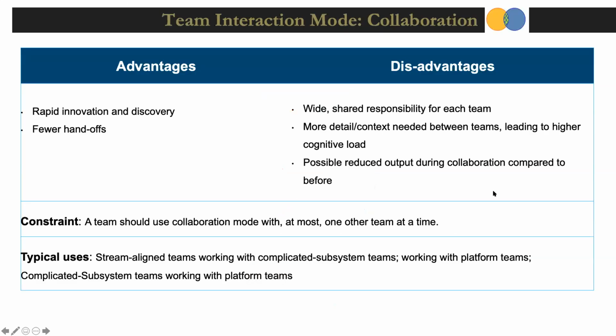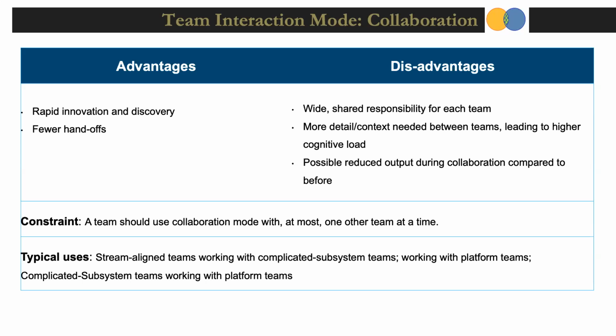All right, let's jump into some of the advantages and disadvantages of each interaction mode. Collaboration, the biggest advantage is rapid innovation and discovery with fewer handoffs. Because there's tight coupling, you're going to have the best use of resources from both the teams, and the number of handoffs are going to be fairly reduced. The downside of that approach is that we need more detail between the teams. The cognitive load goes up. Both the teams have to get to the same page, and there's probably a bit of understanding that needs to develop. There's going to be a possible reduction in output during collaboration compared to before, and responsibilities are going to go up for each team.